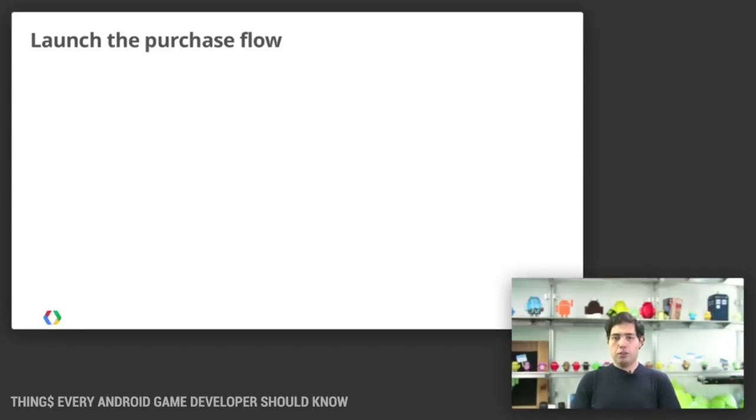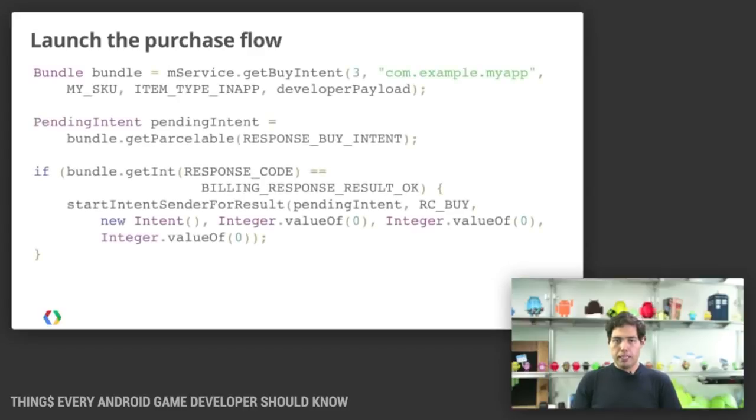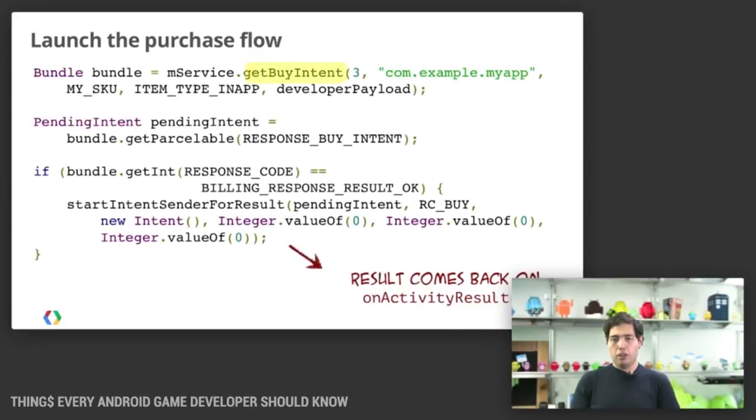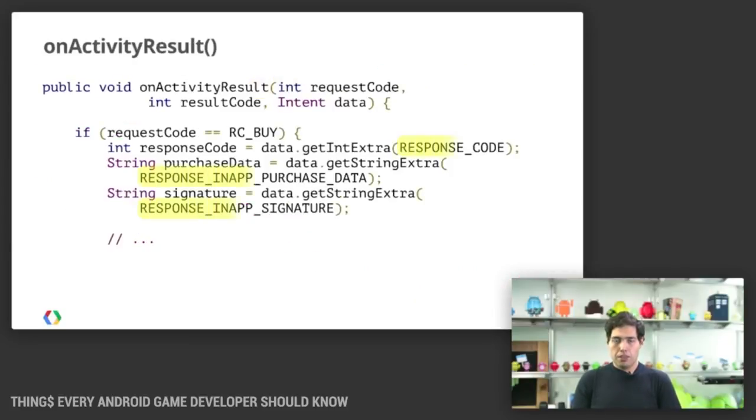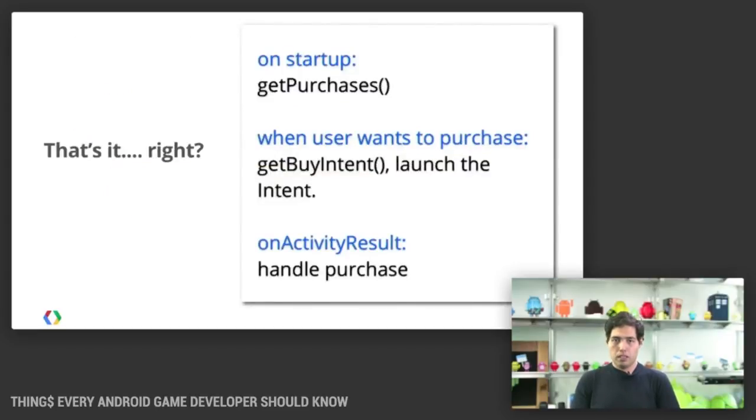So how do you launch this purchase flow? You can call getBuyIntent to get an intent that's going to launch the purchase window, and then you launch that intent using startIntentSenderForResult. The results of the purchase are going to come back through your activity's onActivityResult callback. At that point, you get the purchase response code, the purchase data, and the signature. And that's pretty much all there is for a simple app.